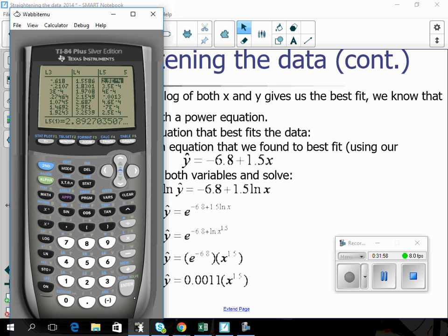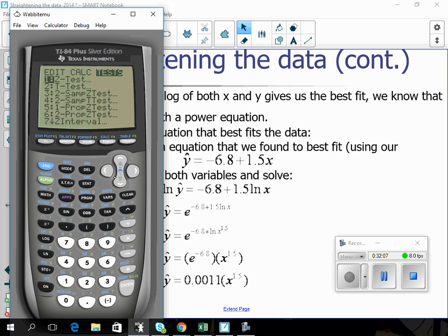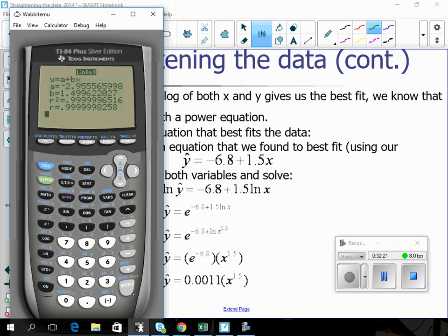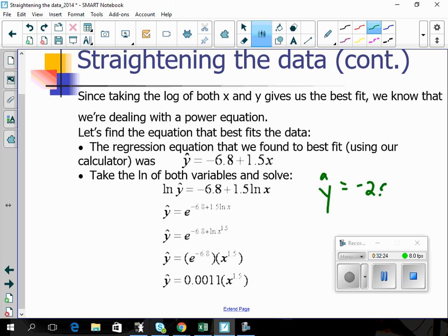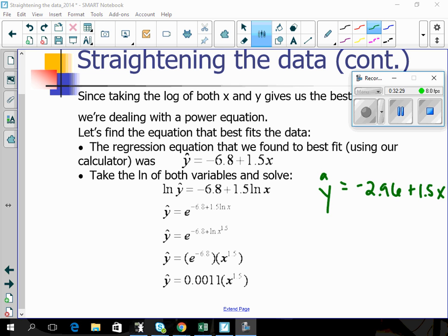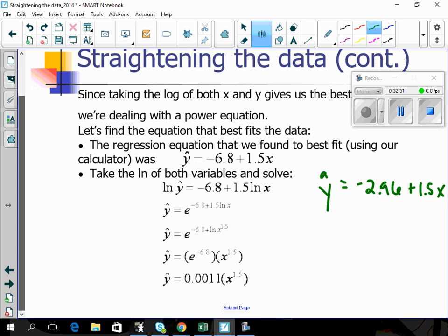I guess I'm just trying to figure out why it's saying 6.8. We got the right slope. That's good. Alright, well, we can change it. What number did you get? So we got negative 2.96. That's right. Obviously I was typing it incorrectly, which is okay.